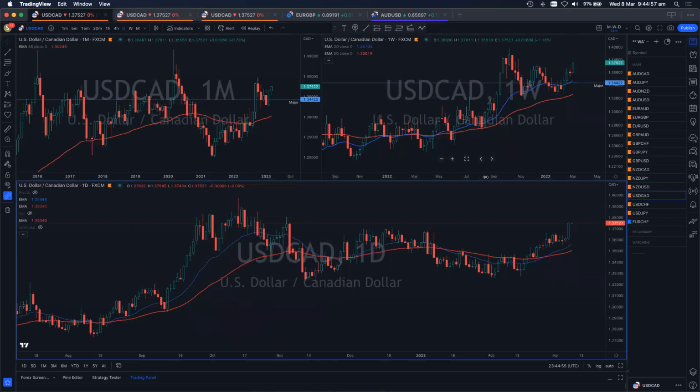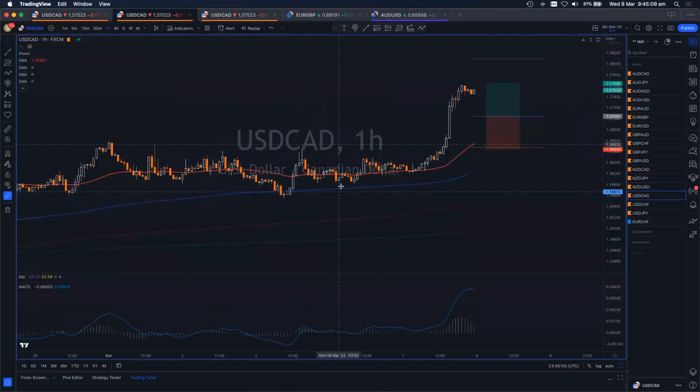Dollar CAD. Dollar CAD. Very bullish day yesterday. So that strength to continue. Coming up to these highs, it's okay. And we've got a very bullish move. And again, the 1 hour 50 is a long way behind.